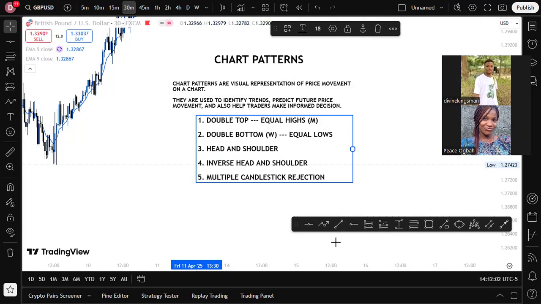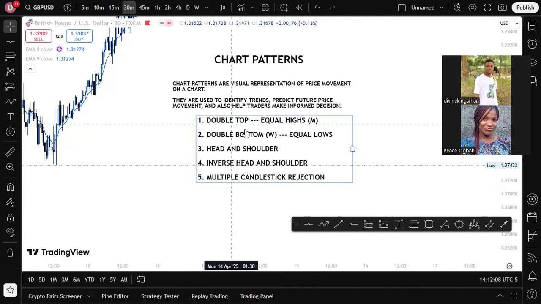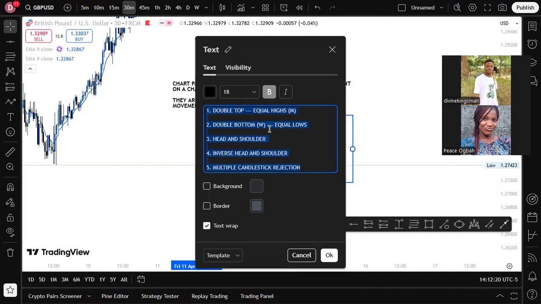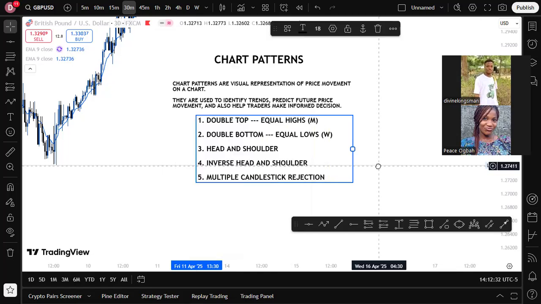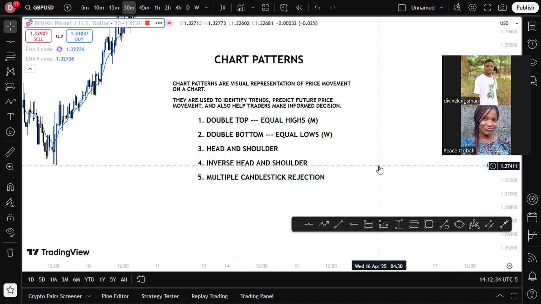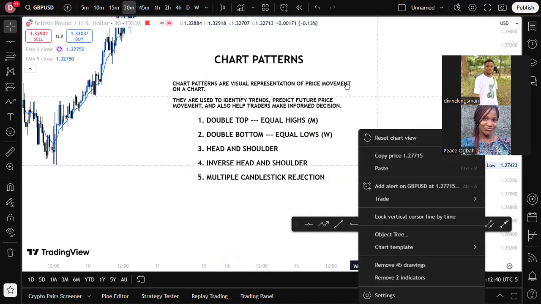Okay, so let me share my entire screen now. So these are most of the chart patterns we have: the double top, which can also be called the equal highs, and the double bottom, which can also be called the equal lows, and it looks like the W sign. And then we also have the head and shoulder, the inverse head and shoulder, and multiple candlestick rejections. So now let's talk about each one of these.